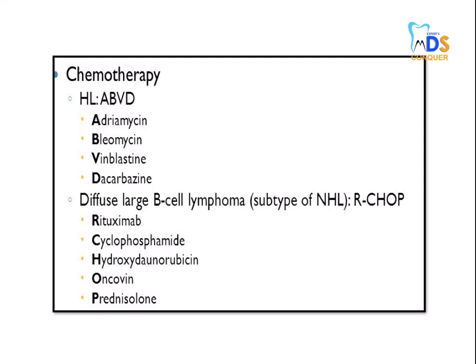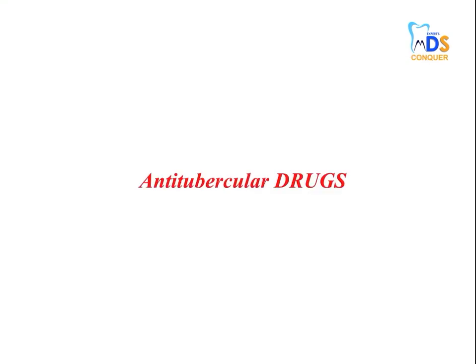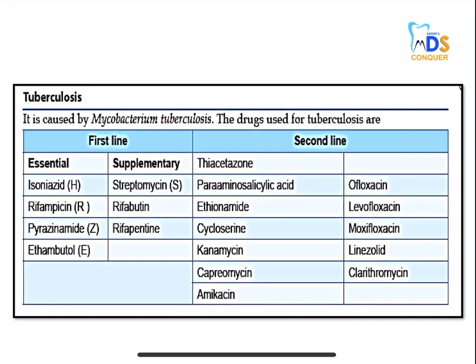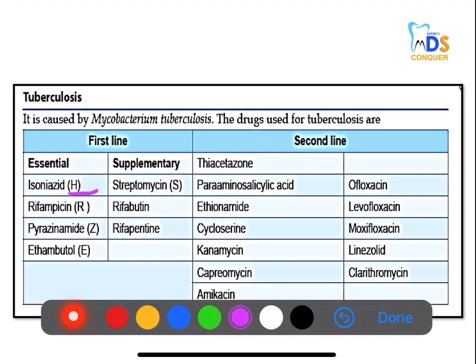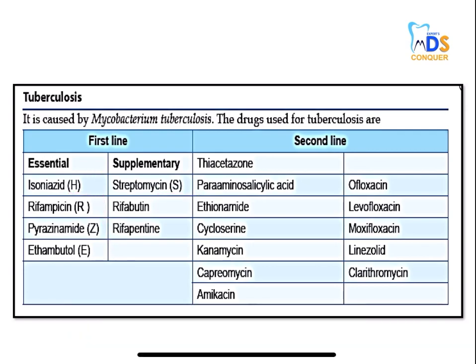Very important, I insist, just note this. Next, coming to the anti-TB drugs. First line and second line drugs: isoniazid, rifampicin, pyrazinamide and ethambutol. Isoniazid, though it is I, is given as H. So HRZE is a regimen, and streptomycin again. These come under the first line drugs, and the others are the second line drugs.